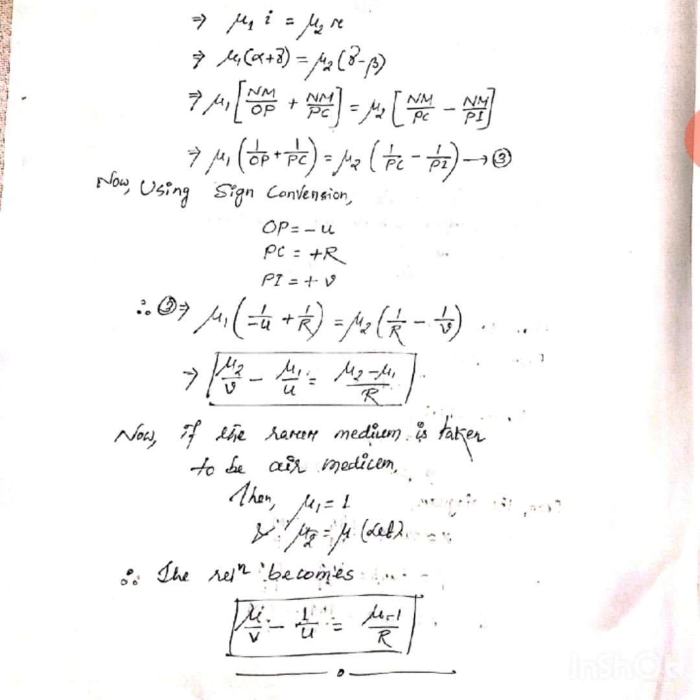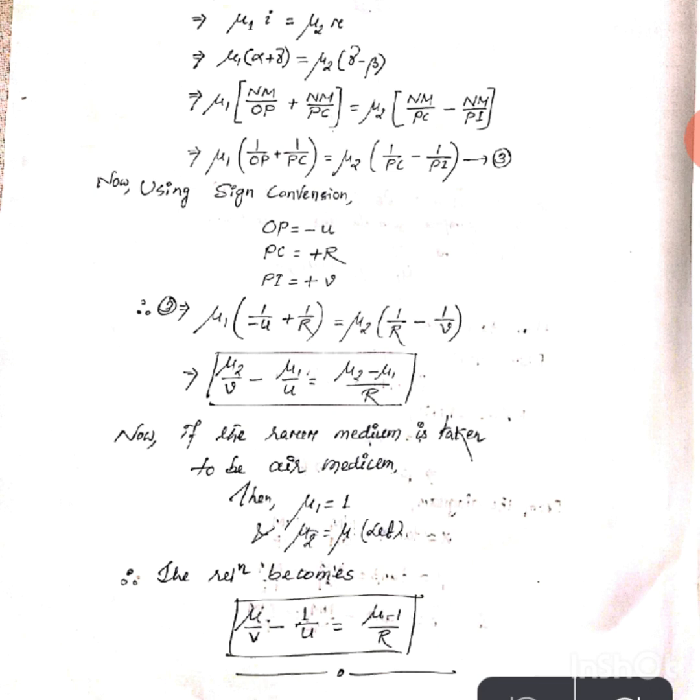From there we are just cross multiplying. We are writing in this way, and we are writing I in place of sin I. We are writing only I because I and r are very, very small angles. As we know, for small angles we can write sin theta is equal to theta. So that's why we are writing sin I is equal to I. So mu1 I is equal to mu2 sin, and in place of sin r also we are writing only r.